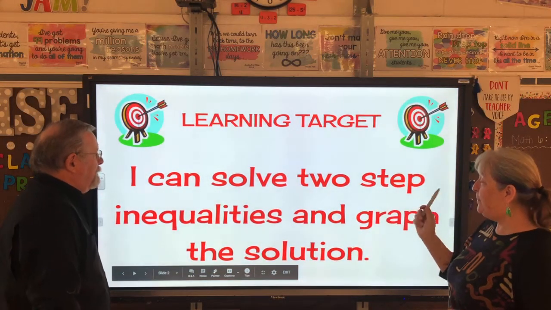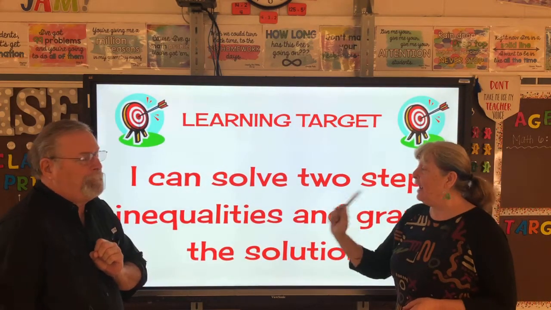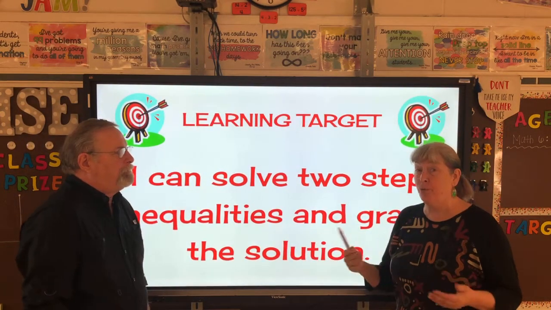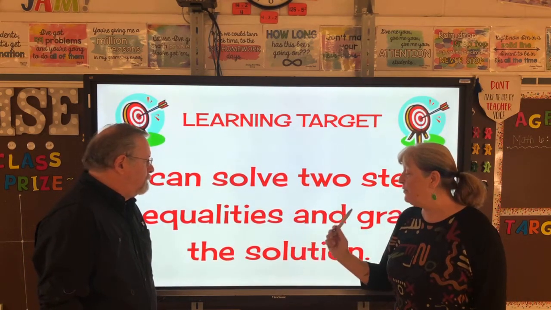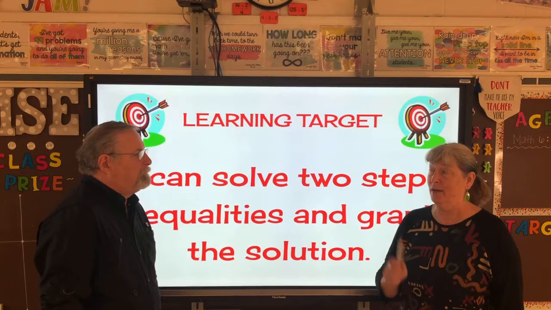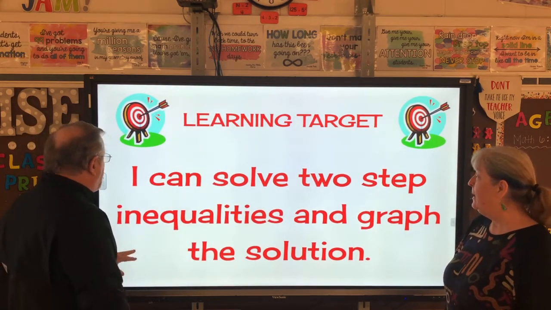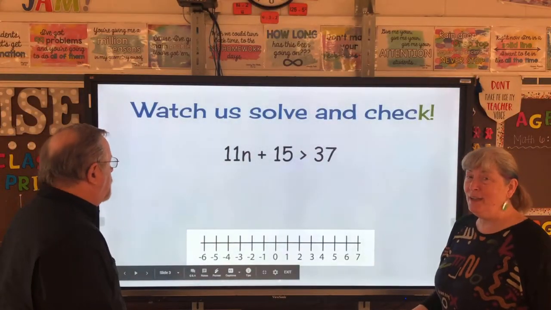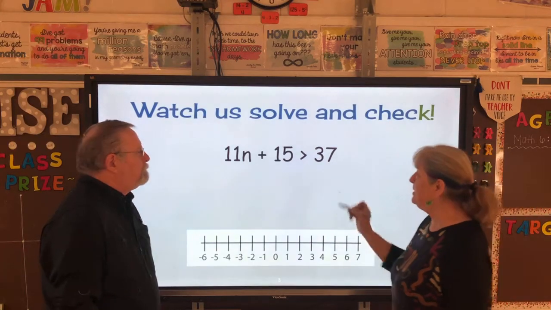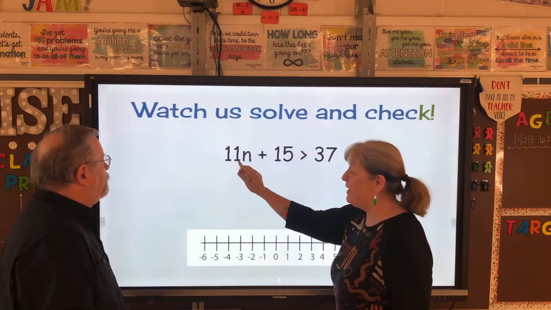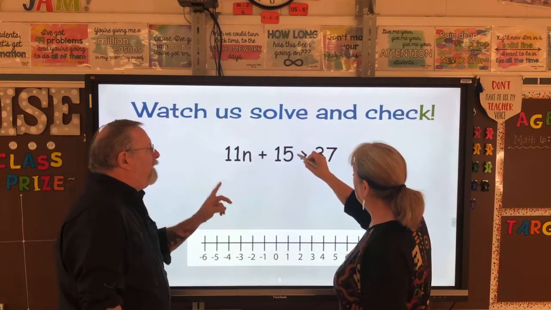I can solve two-step inequalities and graph the solution, because a reminder, anytime you have an inequality, you have more than one answer, sometimes an infinite number of answers. So we have to graph the solution set on a number line. Yep, and we've already done that, so we already know how to do it. And a two-step inequality is really kind of like solving a two-step equation. The only difference is we have this sign, and we always have to look for that special rule. Just be very careful if you have a negative.